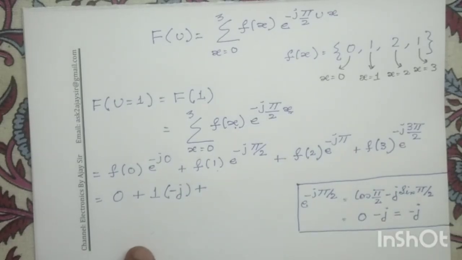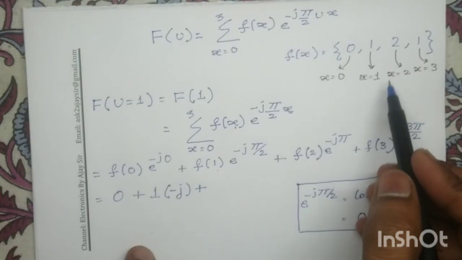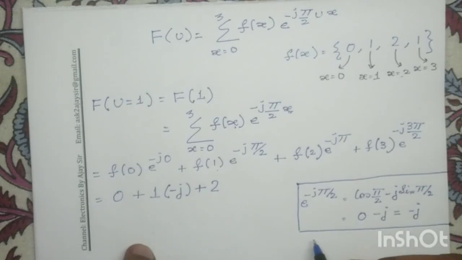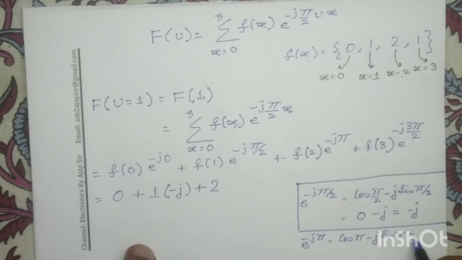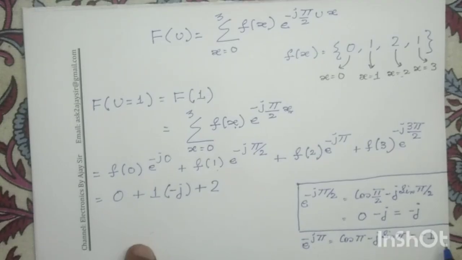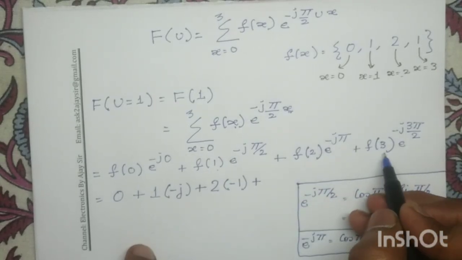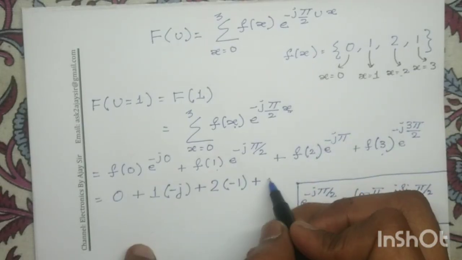Now f of 2, that is f at x equals 2, is 2, and e to the power minus j pi is equal to cos pi minus j sin pi. Cos pi is minus 1, whereas sin pi is equal to 0. So the expression we obtain for e to the power minus j pi is minus 1. So in place of e to the power minus j pi, we will substitute minus 1, plus f of 3, that is f at x equals 3, which is 1.